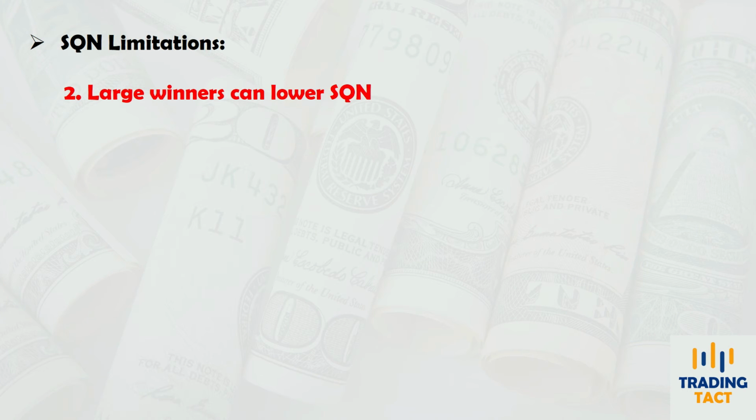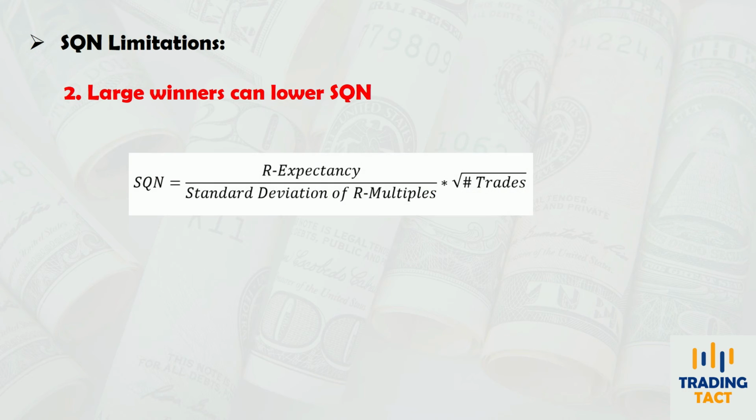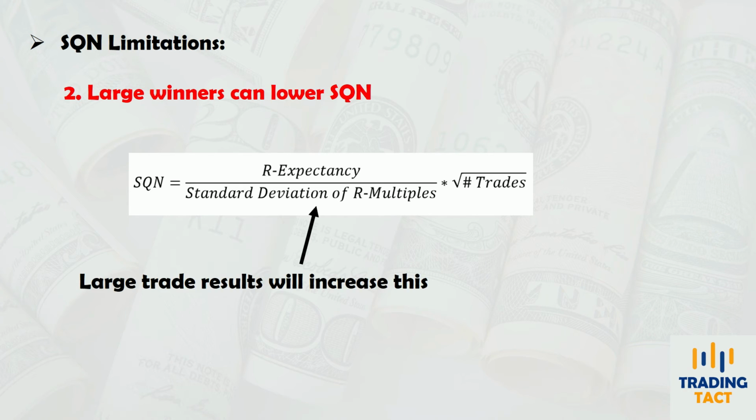Secondly, large winners can have a negative impact on your SQN. Recall that the SQN is inversely proportional to the standard deviation of your R multiples, which measures the consistency of your individual trades. A handful of abnormally large trade results will increase the standard deviation value, lowering your SQN. Large losers will rightfully lower your SQN, but unfortunately, large winners have the same effect.